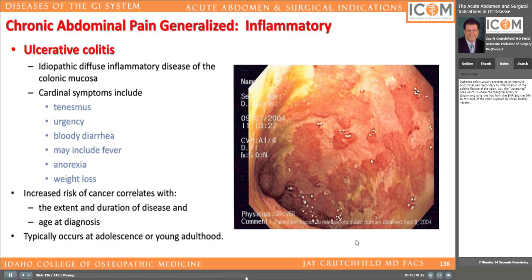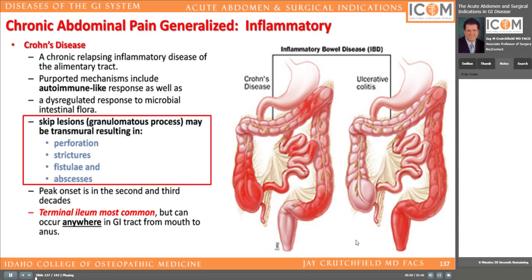However, with ulcerative colitis, as opposed to Crohn's disease, which we'll talk about in a minute, ulcerative colitis usually only affects the rectum and the colon. It does not affect any other areas of the body. There is an increased risk of cancer with ulcerative colitis, which correlates with how long the patients had the disease and the age of diagnosis. It typically occurs in adolescents and young adults and is usually managed now today with anti-inflammatories and monoclonal antibody-based drugs. So I mentioned Crohn's disease in the previous slide.